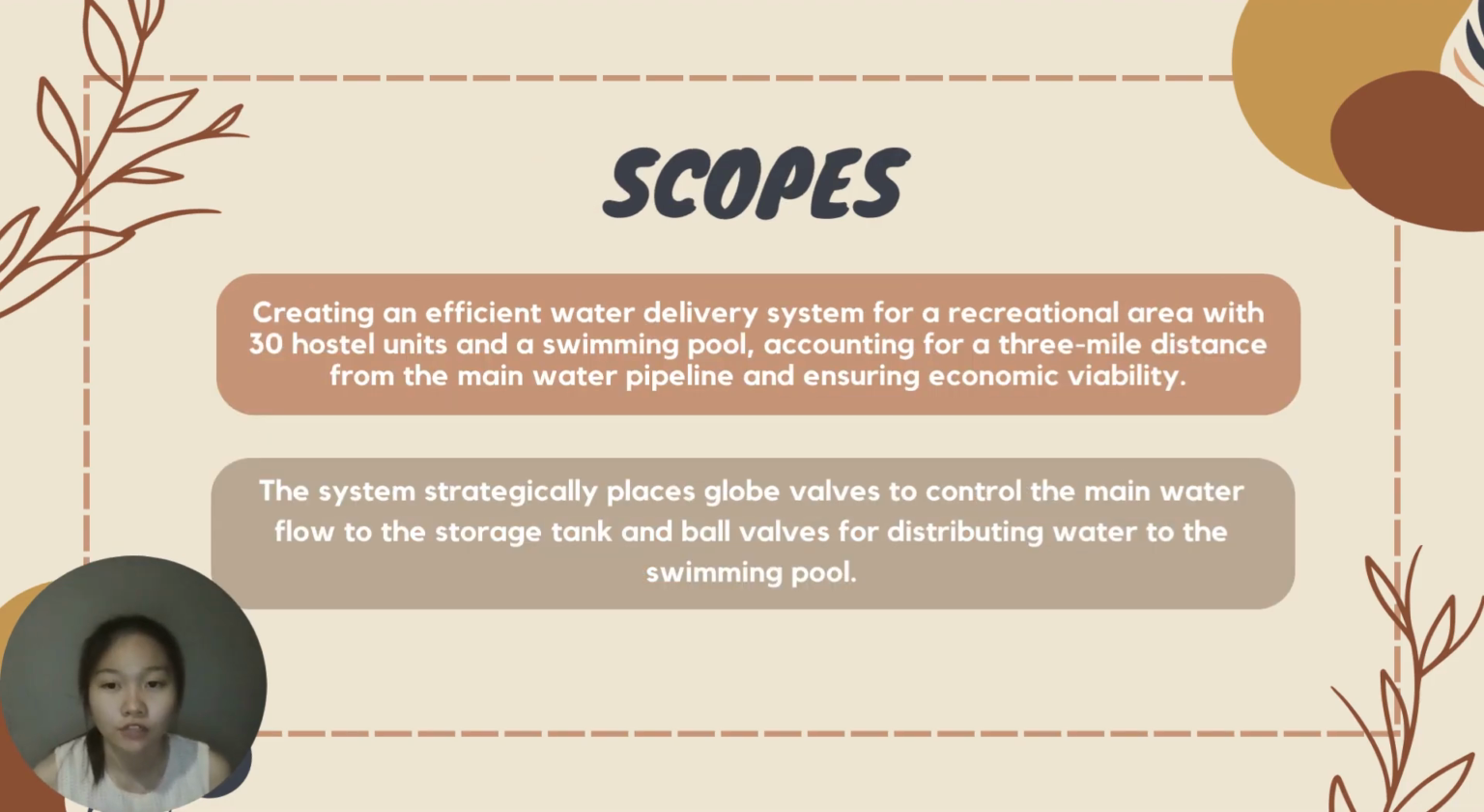Scopes. The first one is creating an efficient water delivery system for a recreational area with 30 hostel units and a swimming pool, accounting for a 3 miles distance from the main water pipeline and ensuring economic viability. Secondly, the system strategically places block valves to control the main water flow to the storage tank and ball valves for distributing water to the swimming pool.